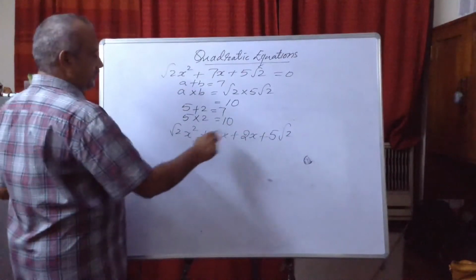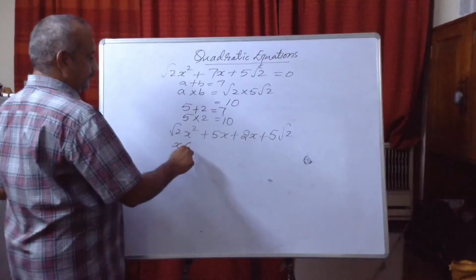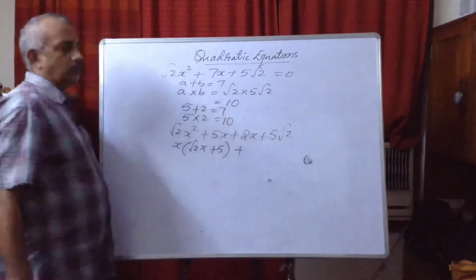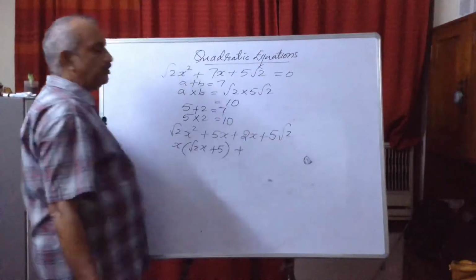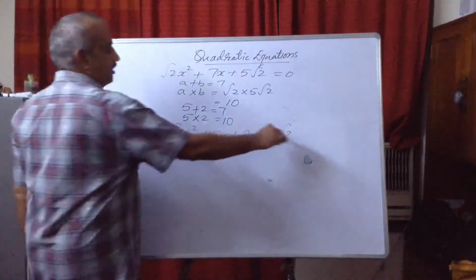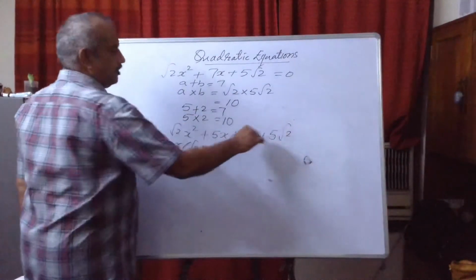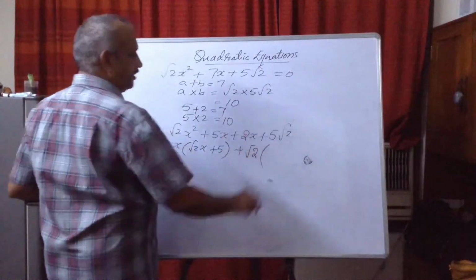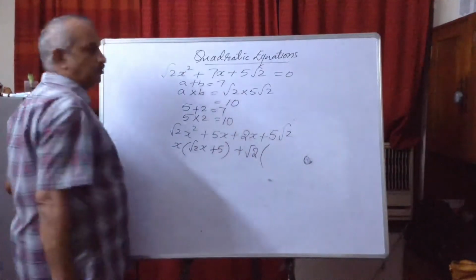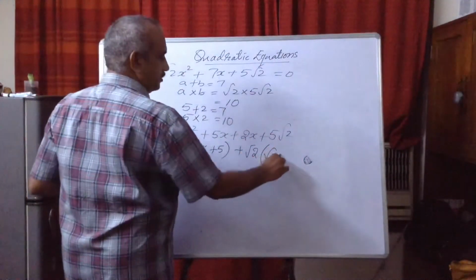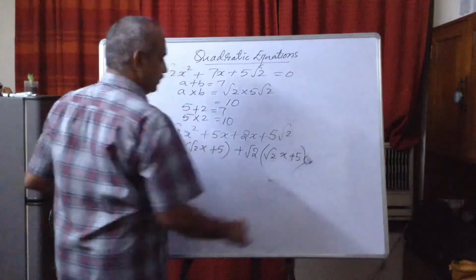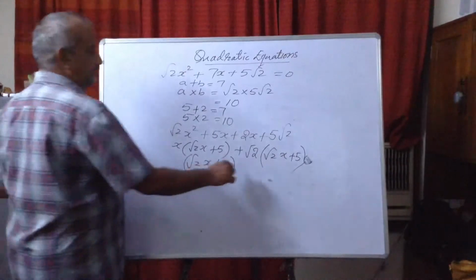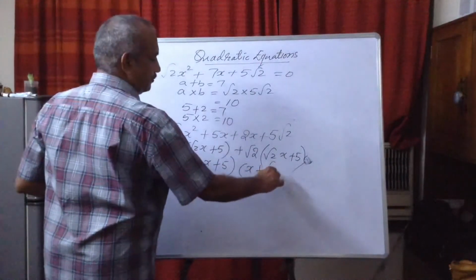So I am going to take x outside. What is left? Root 2x plus 5 plus. Now 2 is also root 2 into root 2. So in this case we can take root 2. Here it is root 2 and here it is root 2 into root 2. So I am going to take out root 2. Root 2 outside. From 2, root 2 is taken. So root 2x plus 5 is left.